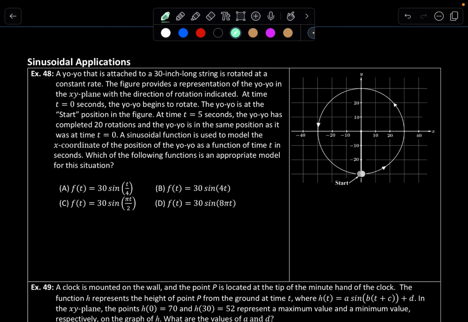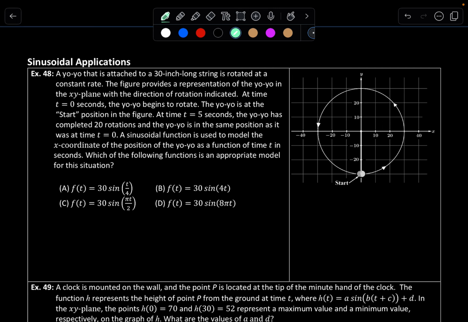This is our last topic in trig transformations, and it is sinusoidal applications. You will need a calculator for the last problem. It's a multi-step problem. So if you haven't already, go ahead and pause the video and read this question, and then we'll get into solving the multiple choice.